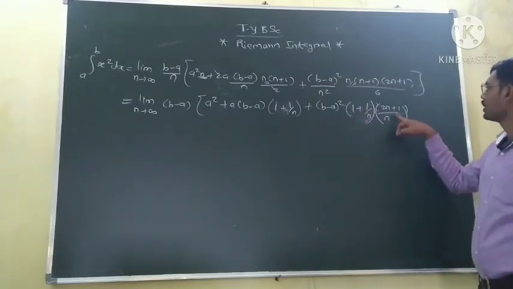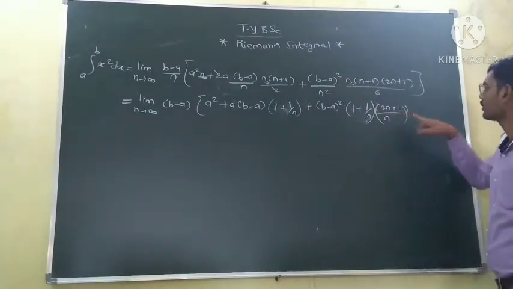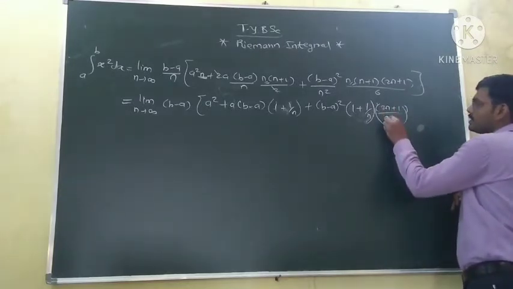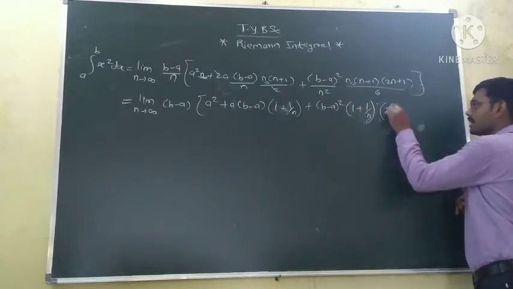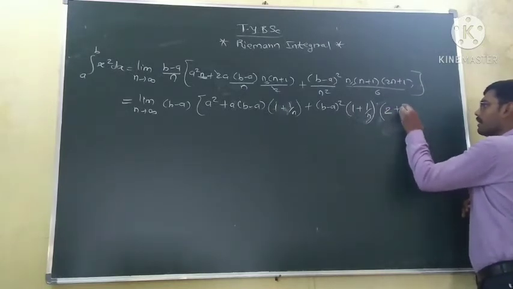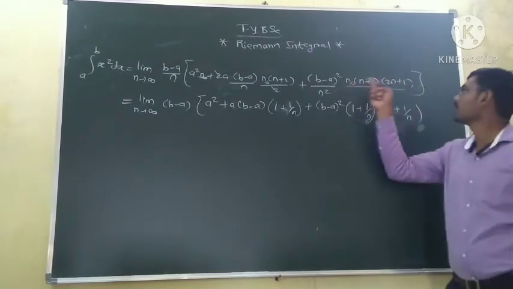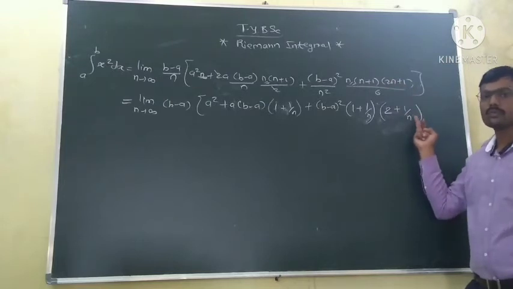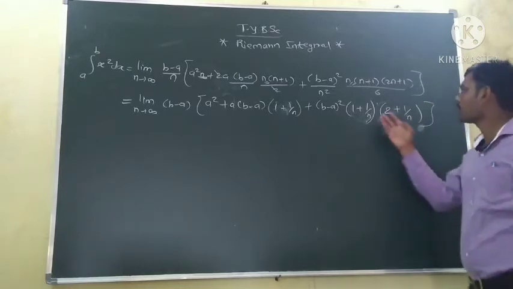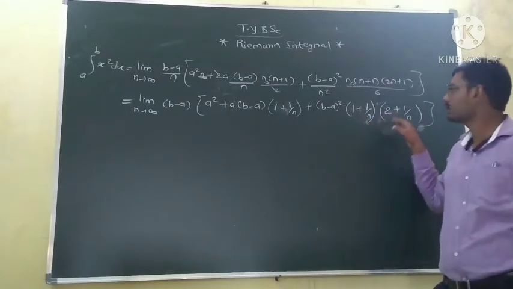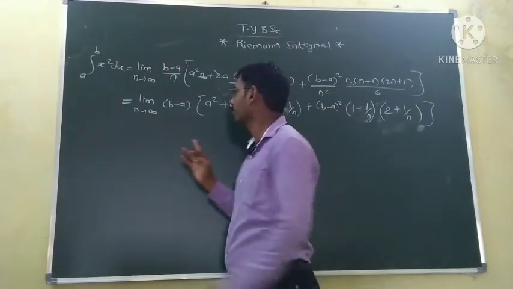Now here it is twice n plus 1, so twice n upon n is 2, plus 1 by n. So this also becomes 2 plus 1 by n. Twice n plus 1 upon n: twice n upon n is 2, plus 1 by n as it is. So we have made some arrangement or adjustment here. Now apply the limit as n tends to infinity.